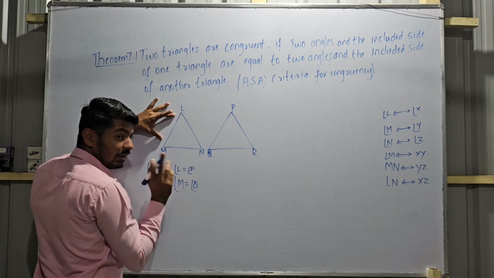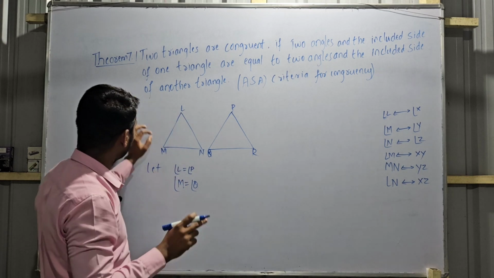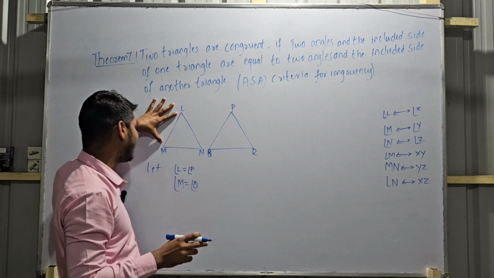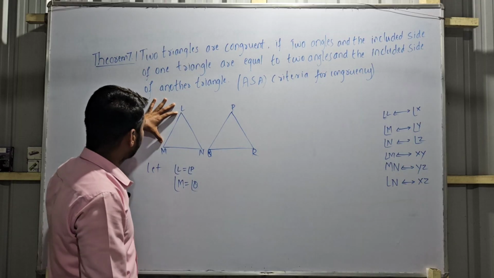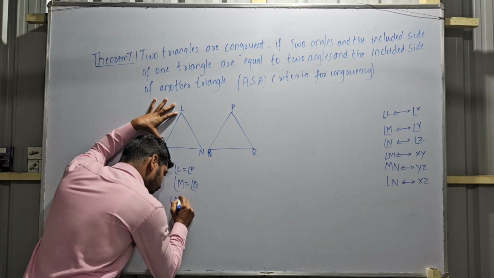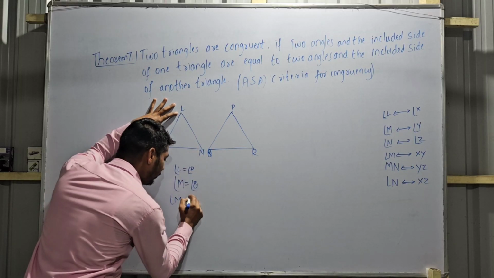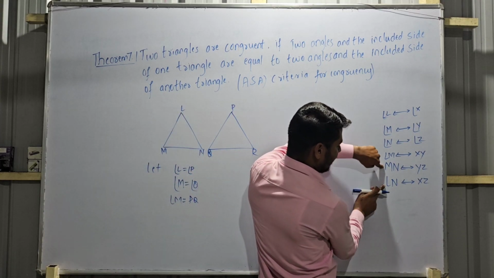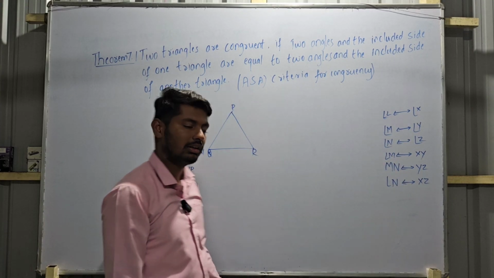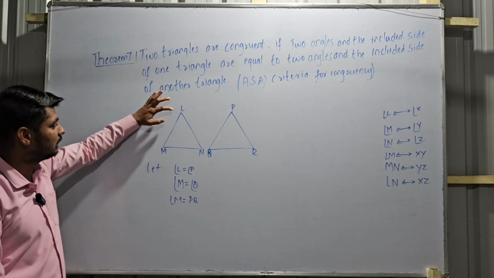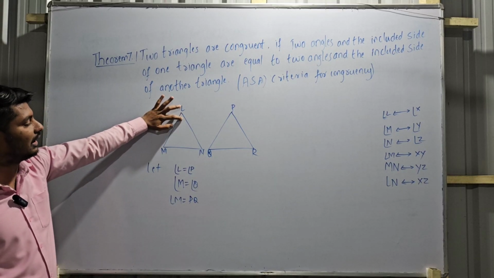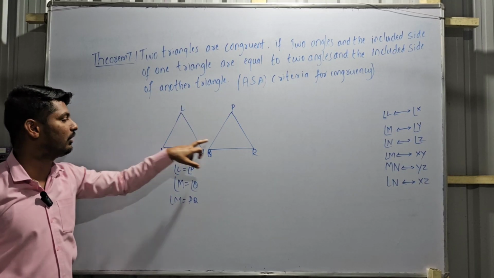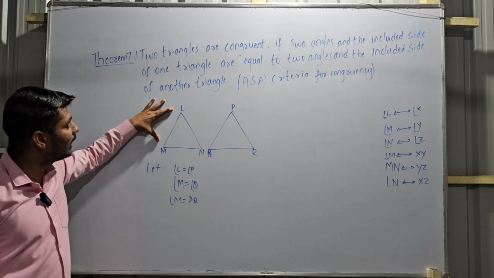Now the common arm for both of these angles is the side LM, right? Then LM must be equal to PQ. We can't take MN and LN, because angle L is equal to angle P and angle M equal to angle Q, and the included side is this one.